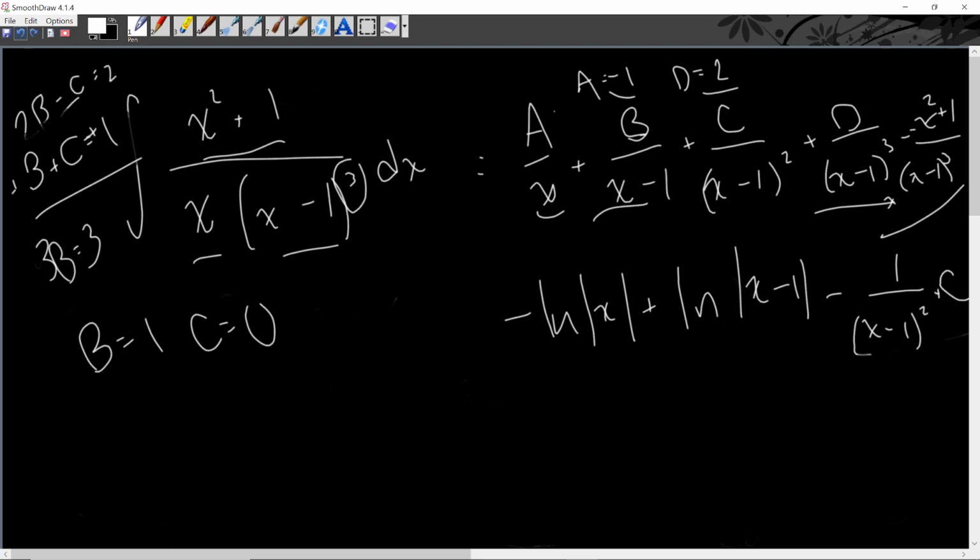Now, God forbid, if you have more than 3 or 4 factors in your denominator, if this was x minus 1 to the power of 4, then you would have e over x minus 1 to the power of 4 as another fraction in your decomposition. And if you had to solve for e, you'd have to do 3. So a good way to think of this, the number of variables that you need to solve for is the number of equations that you're going to have.